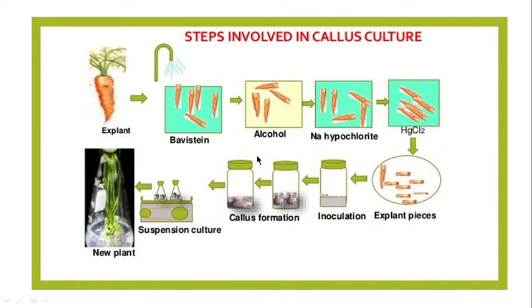The callus will form, and those cells which are healthy and growing, subculturing is done from that callus, and they are transferred into the liquid medium, that is known as cell suspension culture. From that callus, the cells are transferred aseptically into another culture medium, that is a liquid medium, and cell suspension culture will form, and it will regenerate into a new plant. So these are the various steps involved in callus culture.